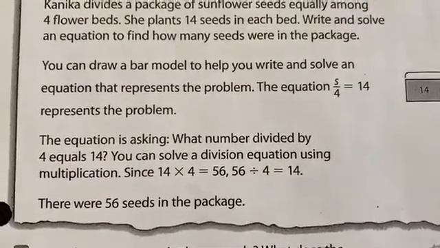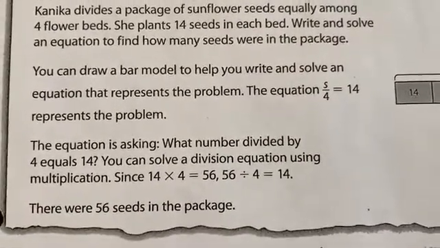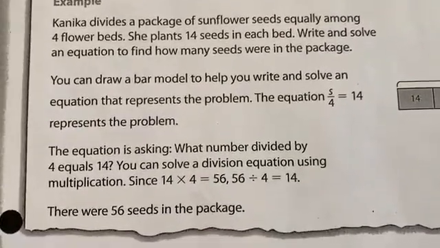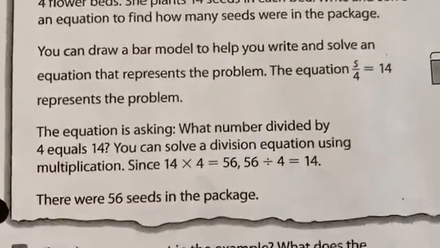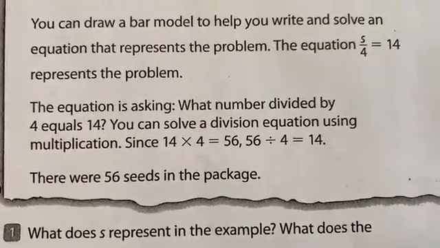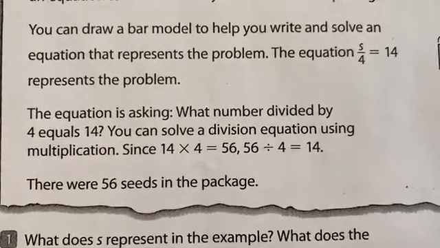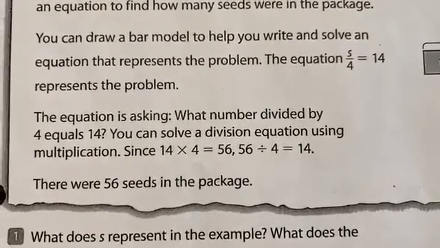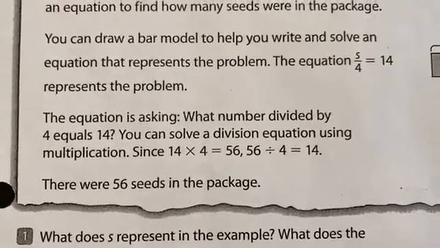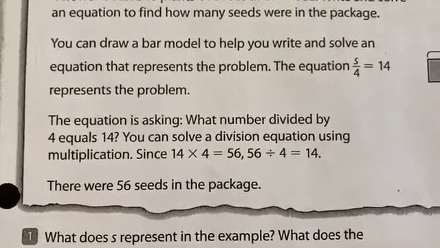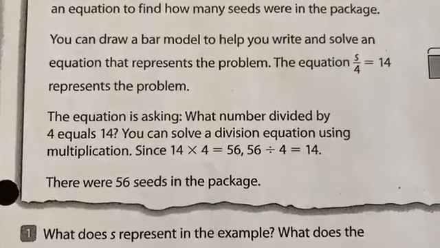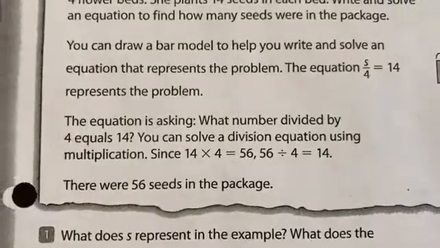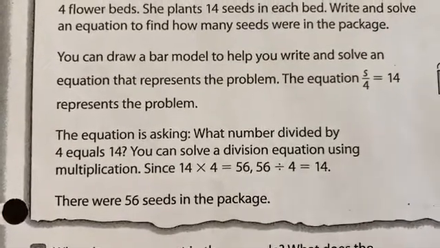It represents that problem. There's another way to solve that, but we're going to stick with the division for right now. I'll get to other ways, or you will discover them as you go. So the equation is asking what number divided by 4 equals 14, and you can solve a division equation using multiplication. And multiplication, of course, would have been the other way to write that equation. And since 14 times 4 is 56, 56 divided by 4 is 14. So remember, multiplication and division are a doing and an undoing. They go together. So our solution is that there's 56 seeds in the package.